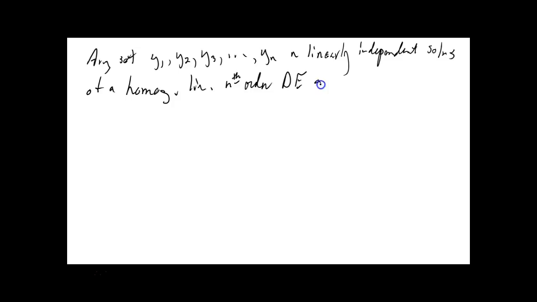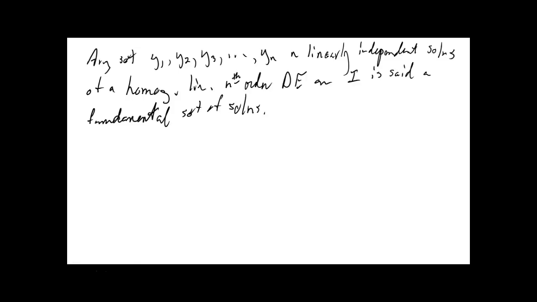On some interval I, is said to be a fundamental set of solutions on that interval. Okay, what does all that blah, blah, blah mean?